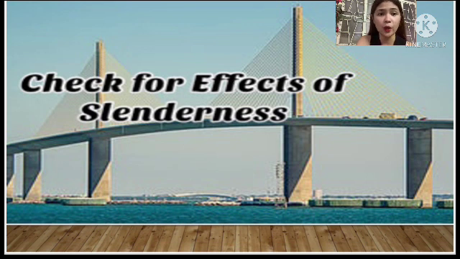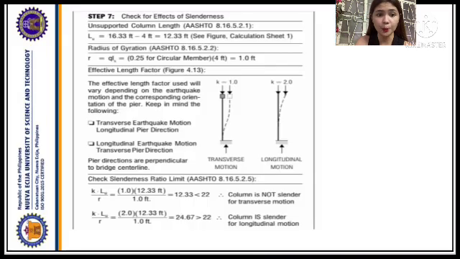Check for effects of slenderness. We need to determine whether slenderness effects need to be taken into account for the tie columns. A check needs to be performed for a column subjected to both transverse and longitudinal earthquake motion. First, the unsupported length of the column is determined and the radius of gyration calculated. Recall from section 4.2.4, part 3, equation 4.2.3. The radius of gyration varies for members with circular and rectangular cross sections.